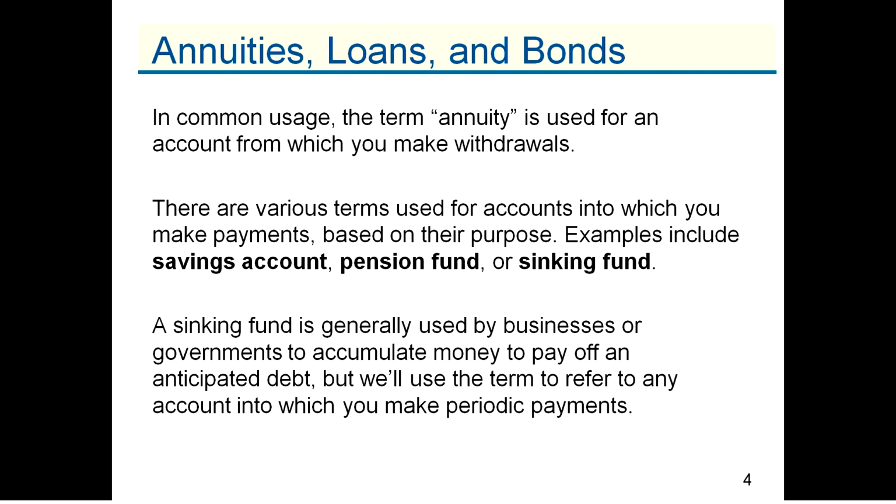So when we talk about an annuity, we are talking about an account from which you make withdrawals. So the annuity would be during the withdrawal period. During the deposit period, we will call that the sinking fund. It's generally used by businesses or governments to accumulate money in order to pay off some anticipated debt. So maybe they've borrowed money up front and then slowly they're building up an amount so that they can make a balloon payment at the end of the debt period.